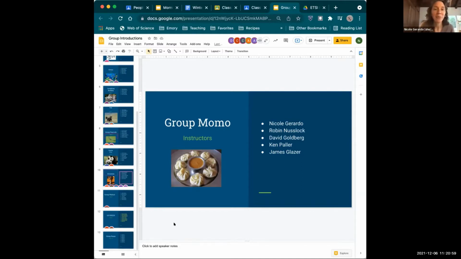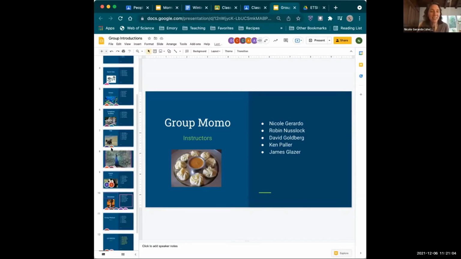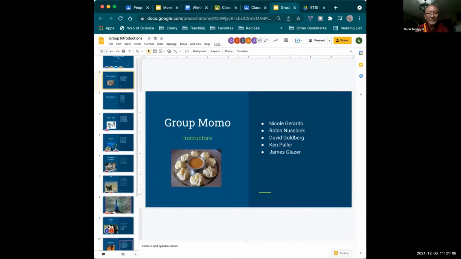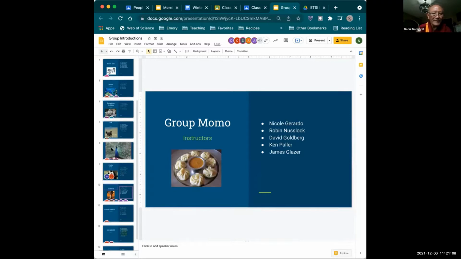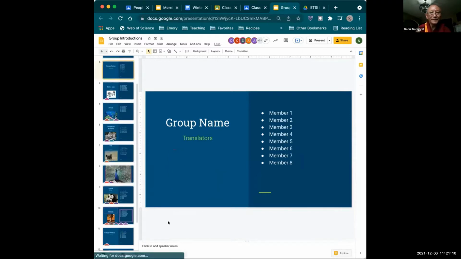Okay, it looks like we're pretty close to having everybody ready. A few groups might be having problems with adding a picture, which is not important right now, but you might want to reach out to somebody in another group over the next 2 minutes and see if you can figure out how to do it.